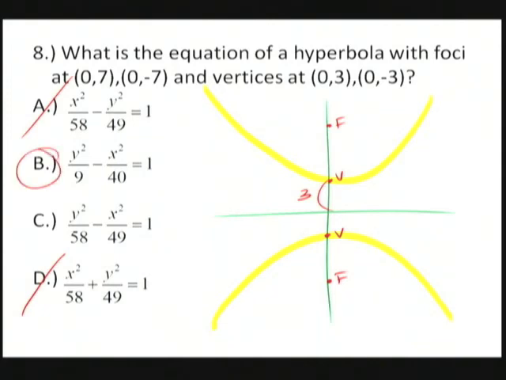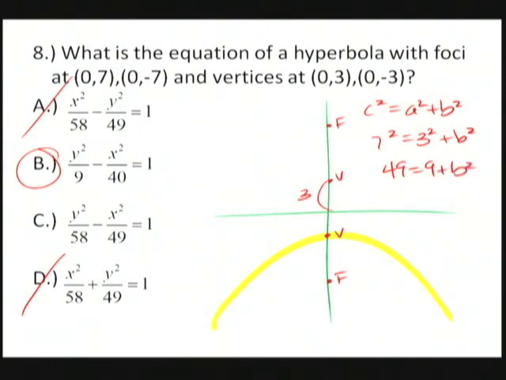And if you still didn't notice that from there, you could go back to the equation of a focus, a squared plus b squared equals c squared. Or c squared, in this case, is 7, so 7 squared is 3 squared plus b squared. So I've got 49 is 9 plus b squared. So that means that b squared must be equal to 40.